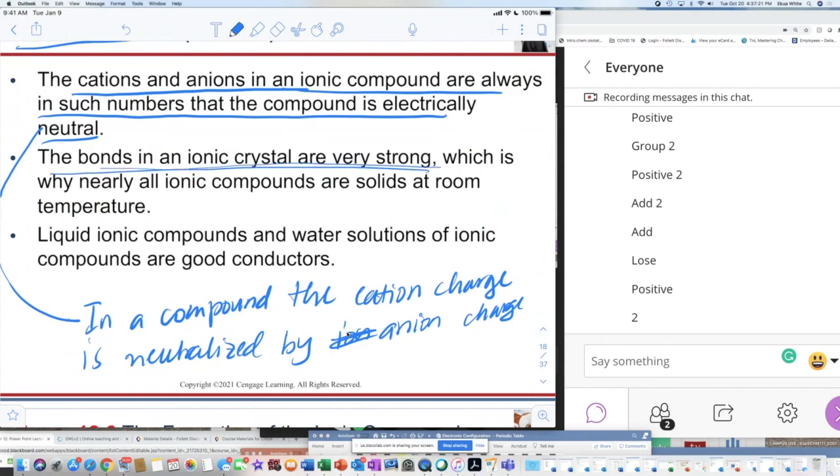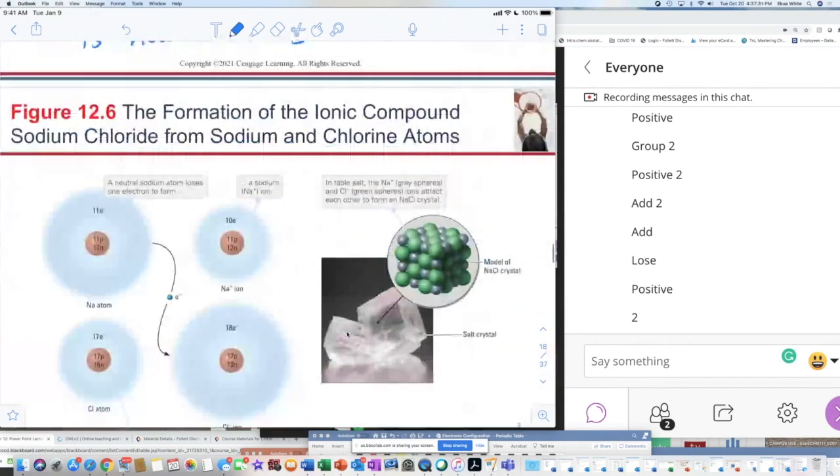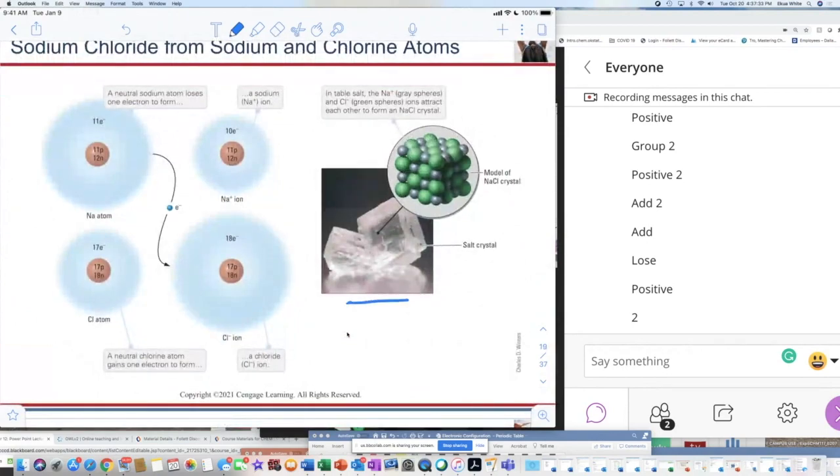Ionic crystals are very strong, which is why nearly all ionic compounds are solids at room temperature. Liquid ionic compounds and water solutions of ionic compounds are good conductors of electricity. We'll discuss that later on. Look at that, table salt.